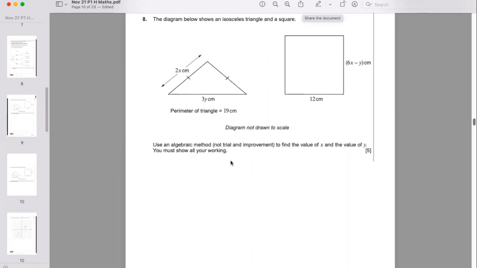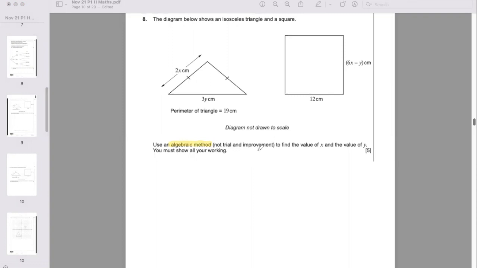Question 8. The diagram below shows an isosceles triangle and a square. The perimeter of the triangle is 19 centimeters. And you can see the square, you've got a side that is 12 centimeters and the other side is 6x minus y centimeters. And they're asking you to use an algebraic method, not trial and improvement. So basically you're not going to try different numbers and see if they work. You're not going to do that.